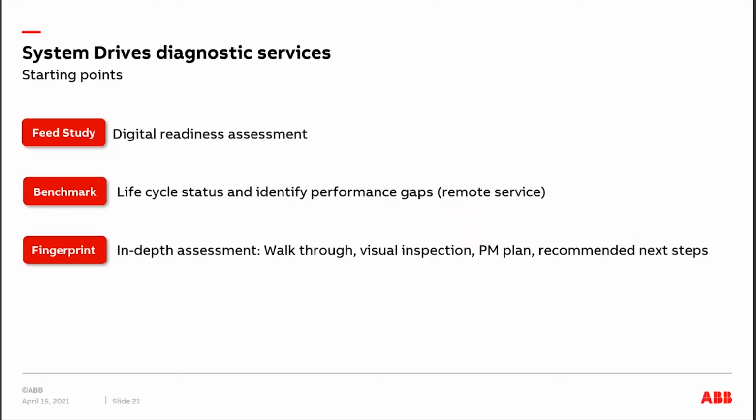So just to summarize, our service structure has 4 different levels based on customer needs. Rapid response, lifecycle management, performance improvement, operational efficiency. But we realize customers may not be ready to start there, so we have these diagnostic services that will give a snapshot of your current drive system and kind of map out where we need to go.